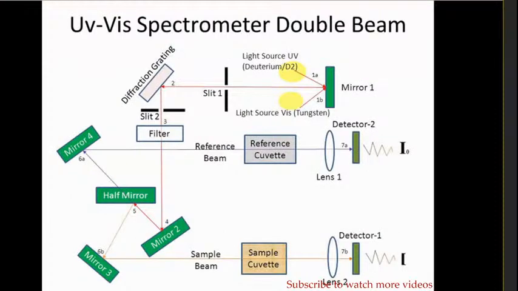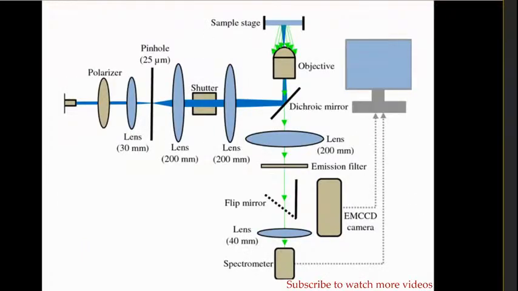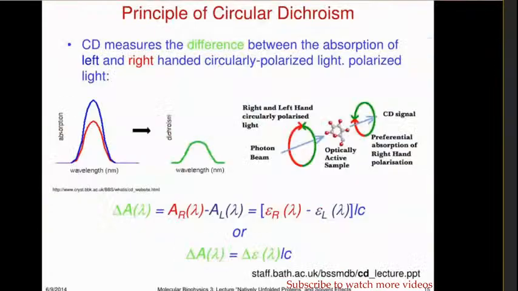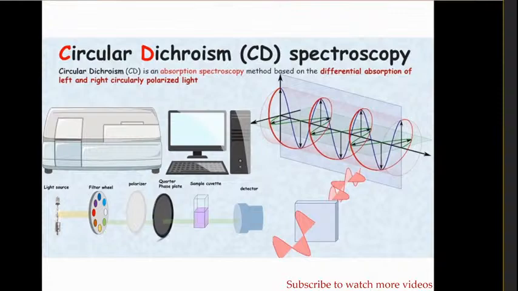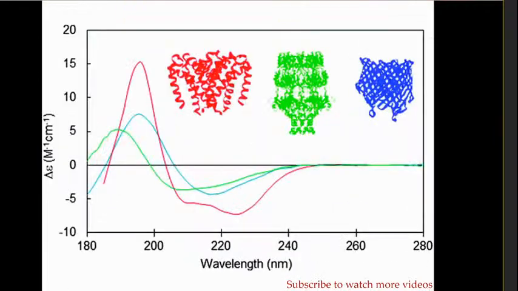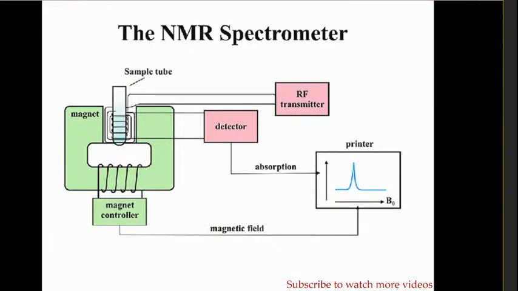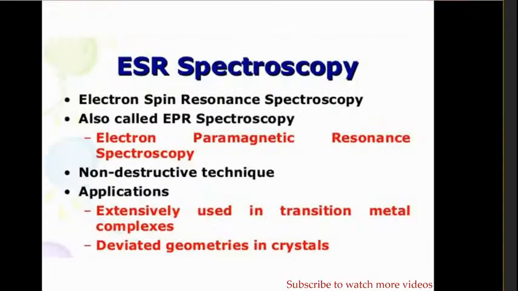We can measure the protein also, but we can't find the structure. Fluorescence depends on the antigen antibody interaction and the fluorescence molecule present on the structure. We can develop it. Dichroism helps to understand the protein molecules. And then NMR helps to understand at the nuclear level. It may be the protein, it may be the compound. Here, the spectroscopic method helps with ion metal complexes. It helps to understand the geometry in the crystals.